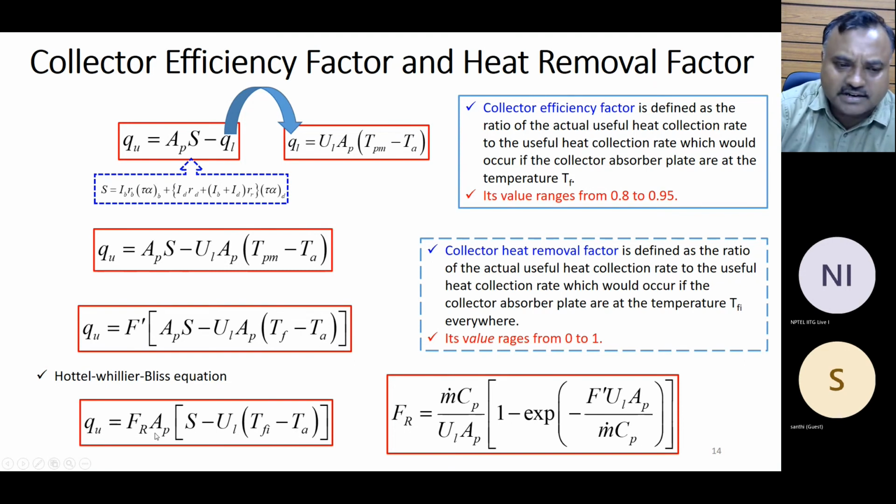Higher is better. And also here in this equation, where QU is represented in terms of TF, this is the mean fluid temperature, and this F is the collector efficiency factor, and its value varies from 0.8 to 0.95. And you can see this FR, collector heat removal factor, can be calculated by using this expression, where F is also required. Fine. So you must know why we have simplified this energy balance equation to this equation: to make our calculation easier.